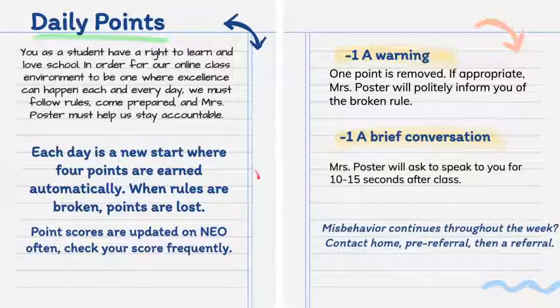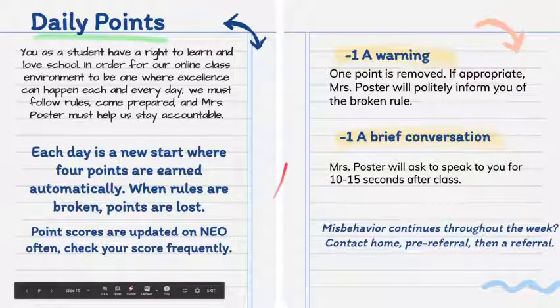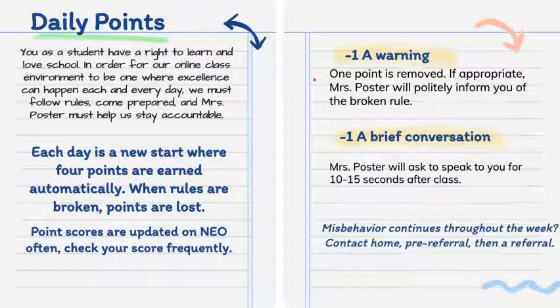When rules are broken, points are lost, and you can check your score on Neo frequently to see about that. If you lose 1 point, let's say that we are in breakout rooms and you are muted the whole time and you're not contributing, well, 1 point would be removed. If appropriate, I will let you know.